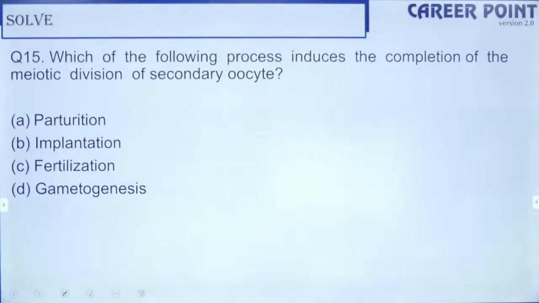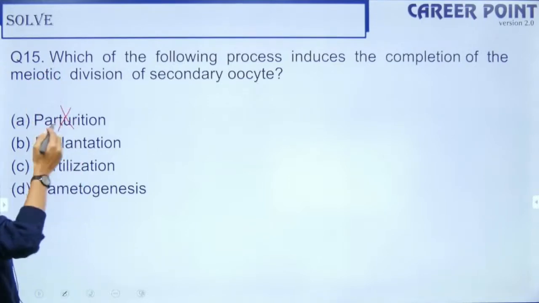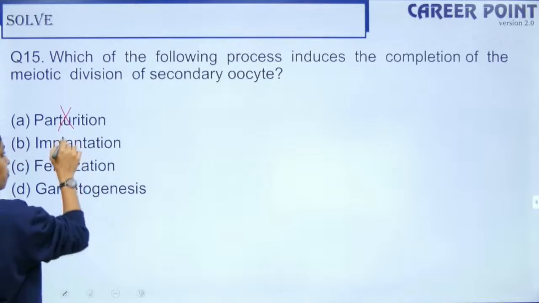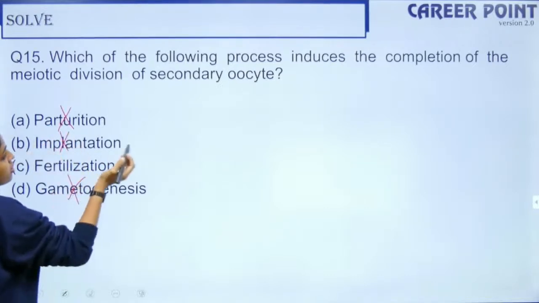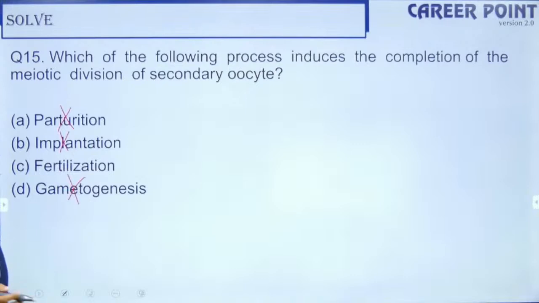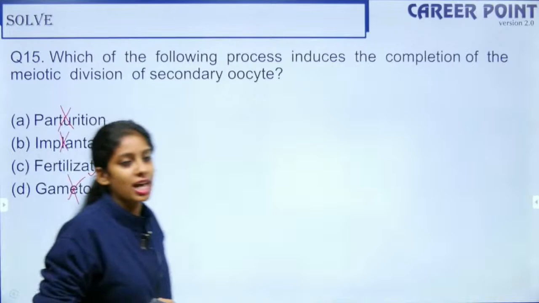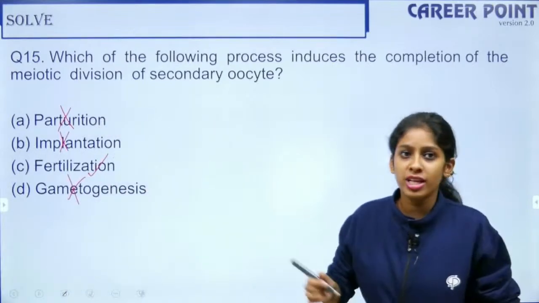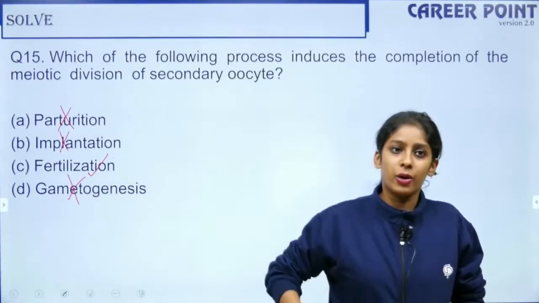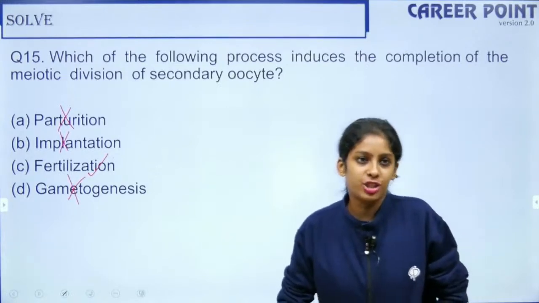So question 15. Which of the following processes induces the completion of the meiotic division of the secondary oocyte? Parturition, implantation, fertilization, gametogenesis. Parturition comes after fertilization, so it is not applicable here. Implantation as well. Gametogenesis is not it because the secondary oocyte is already a product of gametogenesis. So fertilization: just prior to fertilization, the second meiotic division is completed. Okay. Yes, let me cross check and then I'll let you know.